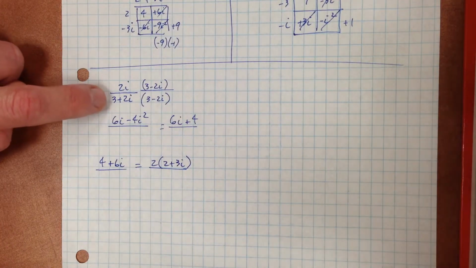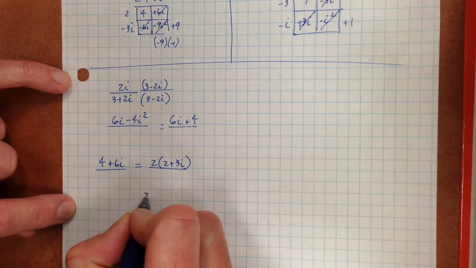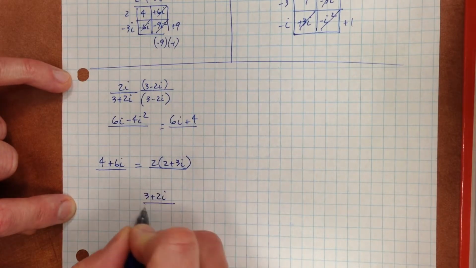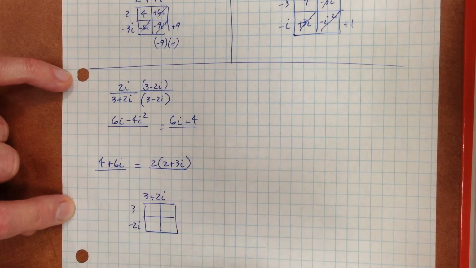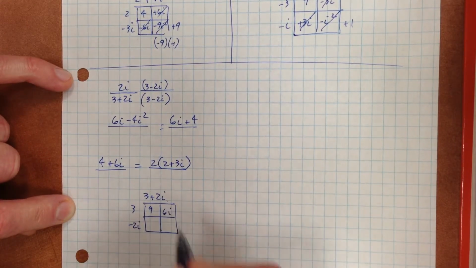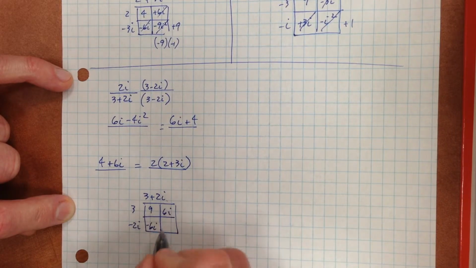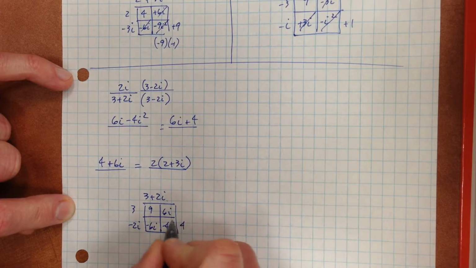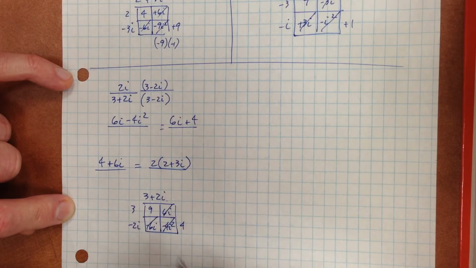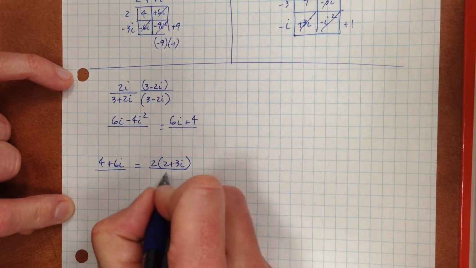Now we deal with the denominator. So 3 plus 2i times 3 minus 2i. I get 9, 6i, negative 6i, negative 4i squared. i squared is negative 1. Negative 1 times negative 4 is a positive 4. Those two cancel, and you are ending up with 13 as your denominator.